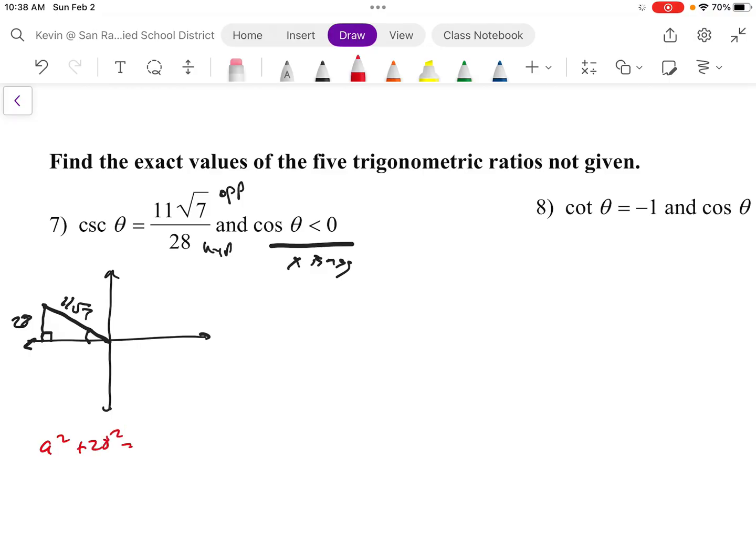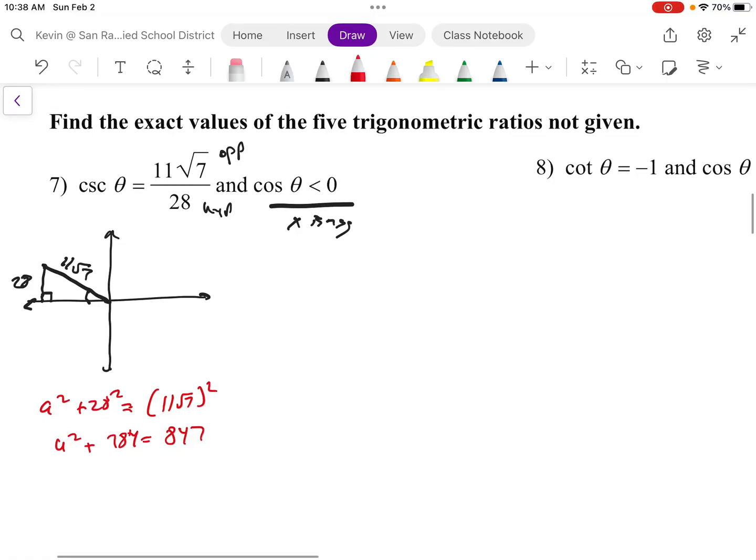Okay, I have to do Pythagorean: a squared plus 28 squared equals 11 root 7 squared. So a squared plus 784 equals, let's see, 11 squared times 7 is 847.